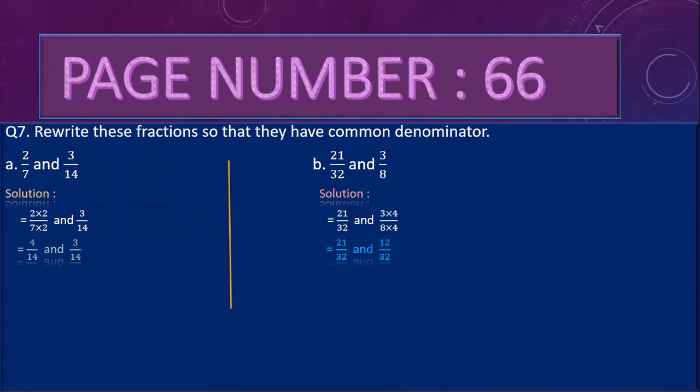Come to the second part. 21 over 32 and 3 over 8. Which number we multiply by 8 to get 32? Yes, 4. 8 fours are 32. It means that we multiply both the numerator and the denominator of this fraction with 4. 4 threes are 12 and 8 fours are 32. So both fractions become 21 over 32 and 12 over 32.